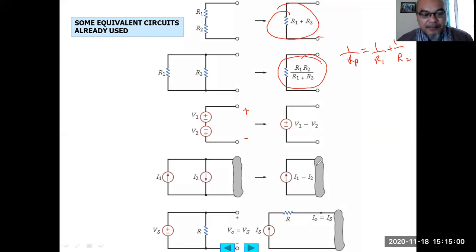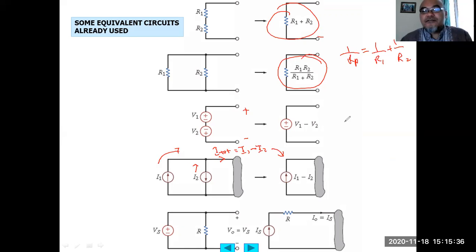Similarly, we can do the same addition of current sources. The difference is that current sources we can add when they are in parallel. Remember, because from Kirchhoff current law, the total current here basically is the addition of these branches, so I1 plus I2. However, since I2 here is pointing downwards, it means the sign is negative, which is shown here.